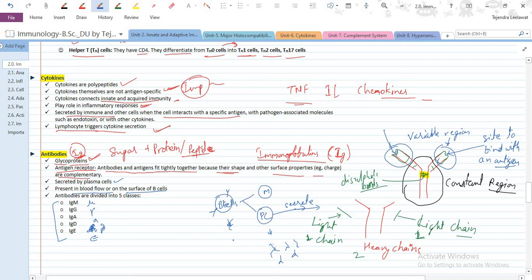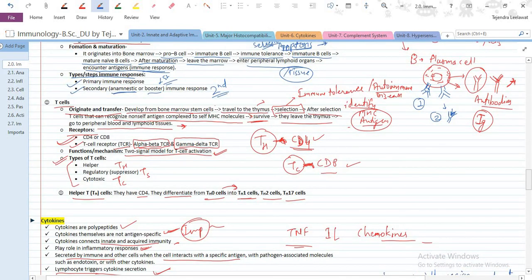There are five major classes, as I told you, and they also contain lots of different types under these classes. We will discuss all these things later on: how the antibody works, which types of antibody are very important, which type of antibody is released in the primary response and which in the secondary response, and why. So this is our complete topic.